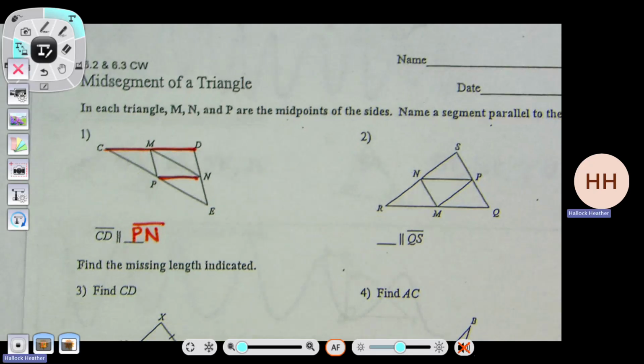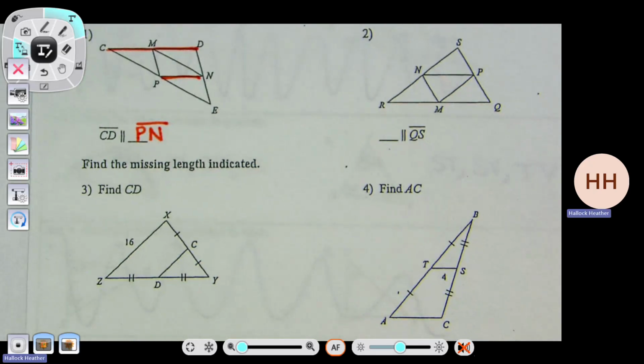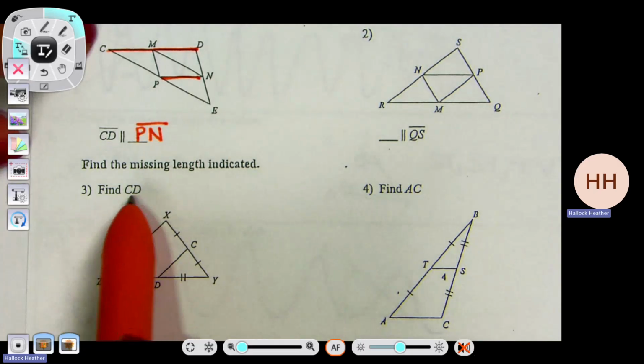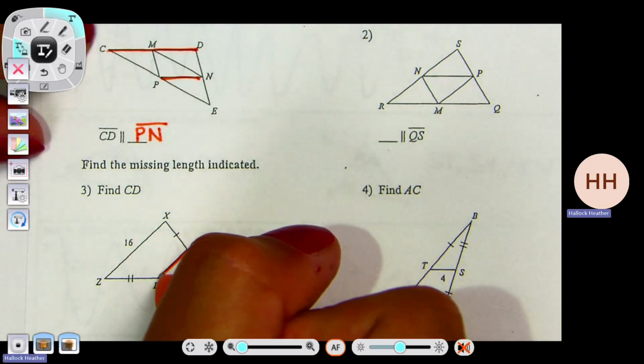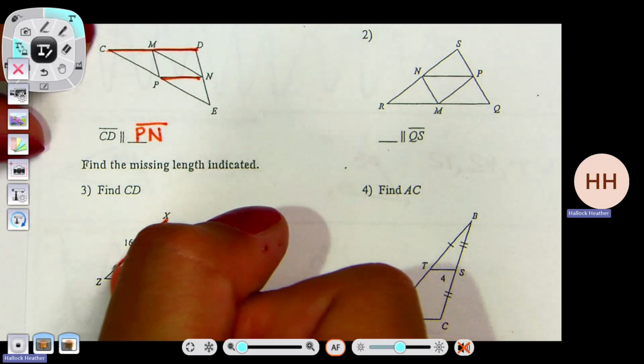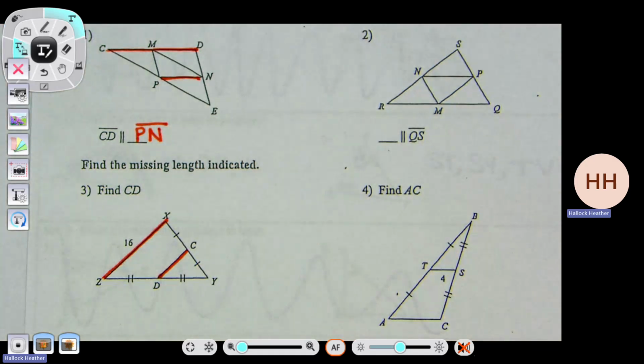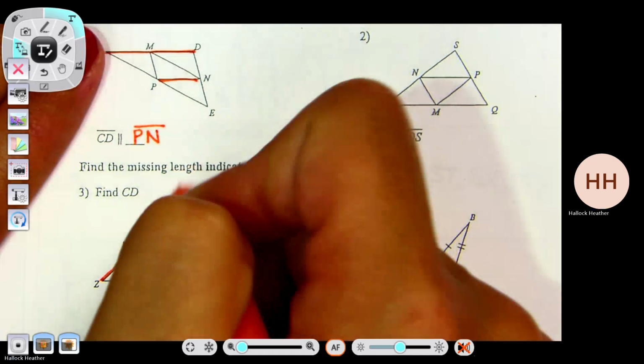Let's go straight down to number 3. We're going to find missing side lengths. We have to find CD, which is a mid segment that is parallel to this line that's 16. So how much would CD be if the outside is 16? 8. That was easy.